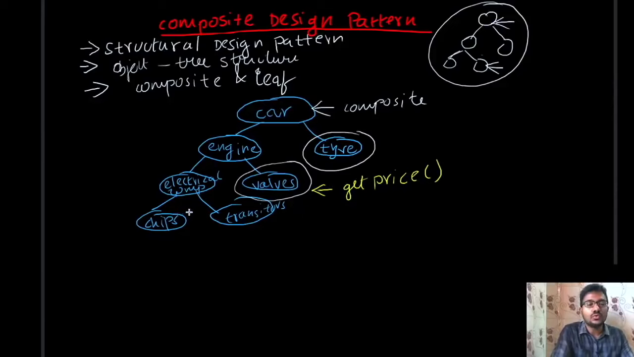So these are the two principles and rules needed for qualifying the tree structure of an object as a composite design pattern. There are various use cases where we would use the composite design pattern in real life to solve real life problems. We will try to cover one of those real life problems using a Java implementation in the upcoming videos. So please stay tuned to this channel.